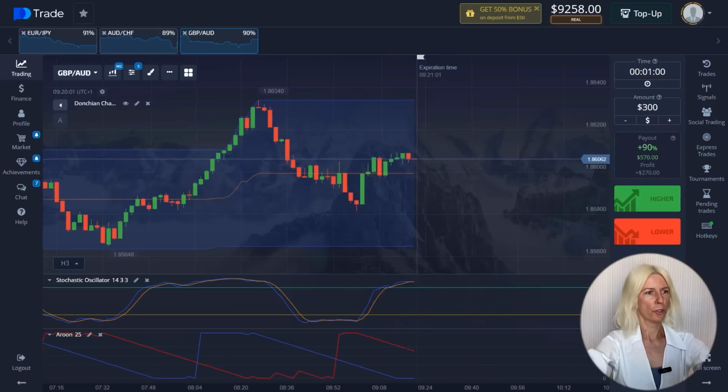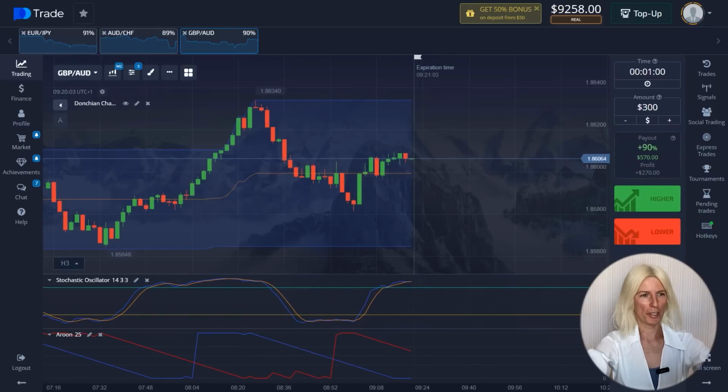Now, let's go to PocketOption and let's get going. The British pound Australian dollar currency pair is already open on my chart, and I open a downtrade for 1 minute with $300 in. I made my decision after receiving signals from the indicators that I will work with today.